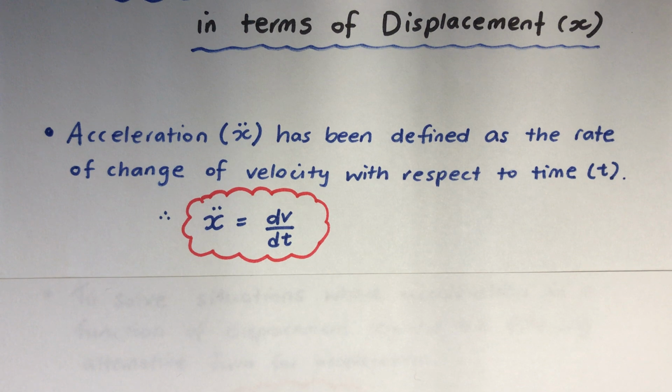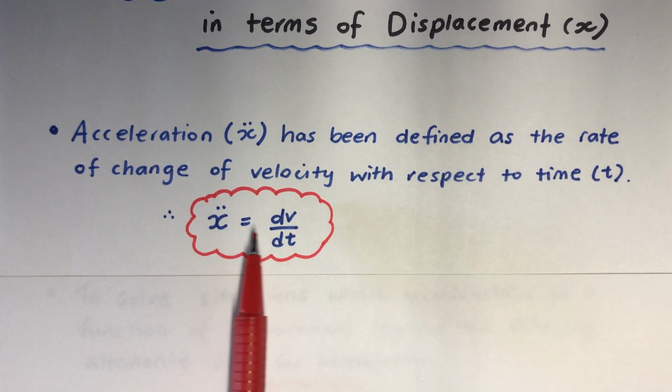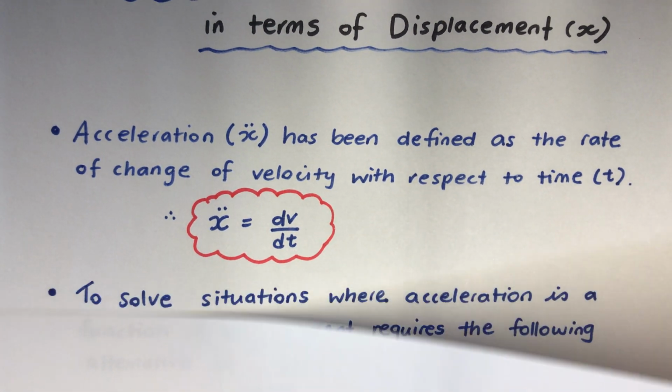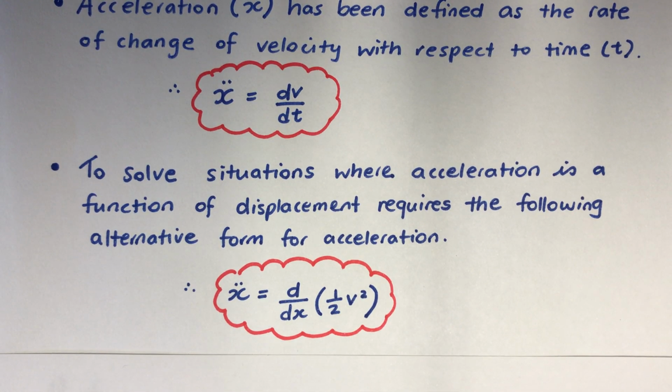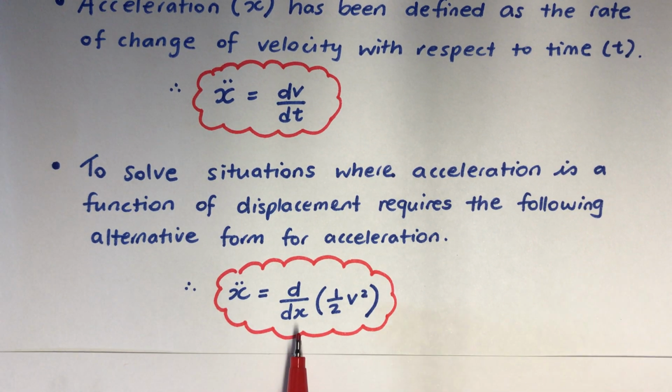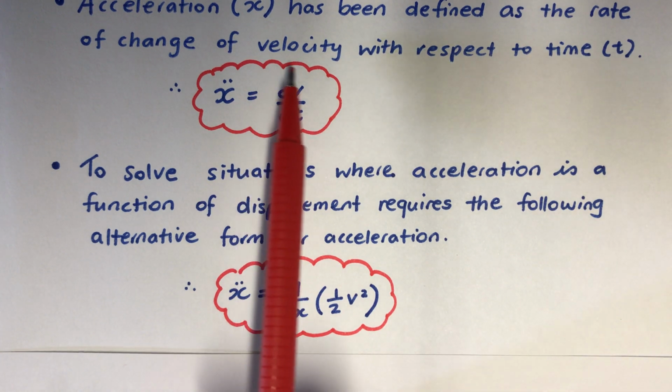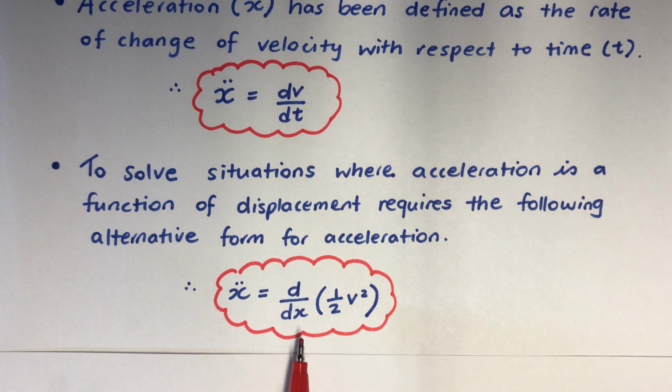Acceleration has been defined as the rate of change of velocity with respect to time t. Okay, so acceleration equals dv/dt. That's not too bad. The next one is to solve situations where acceleration is a function of displacement rather than time, which requires the following alternative form for acceleration. As you can see here, the acceleration is in terms of t, and here in terms of x displacement.